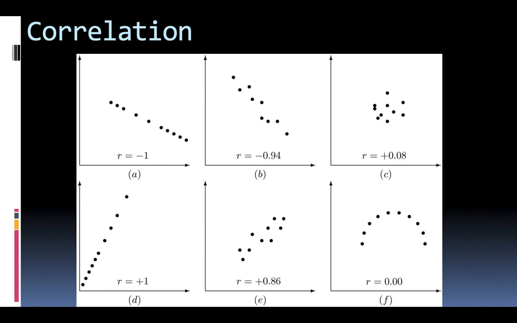In C, we see a relationship that's almost 0. If you were to try to draw a line through that, you wouldn't know which direction that would be going. So that's a 0 correlation. So again, the waffles and your shoe size, like really, there's no correlation there.